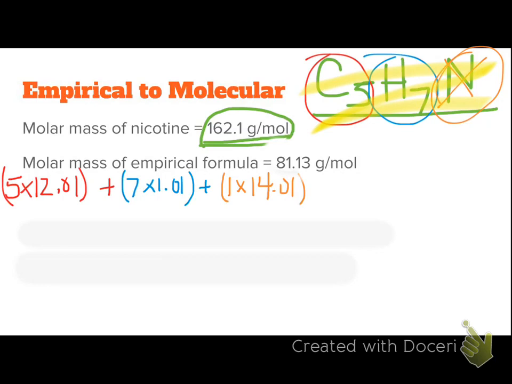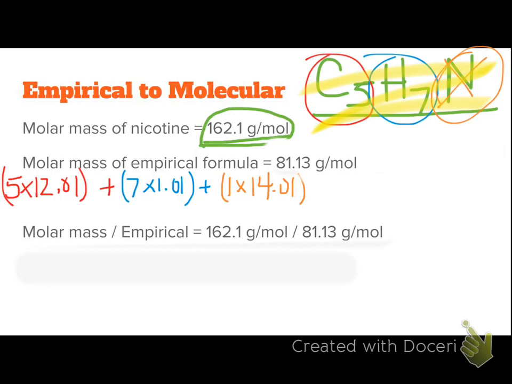Okay, now we have 2 numbers. What do we do with them? You're going to take your molar mass and you're going to divide it by your empirical. So 162.1 grams per mole divided by 81.13. Go ahead and do that math. And you should get 1.998, then a bunch of numbers after that. We're going to round that number to 2.